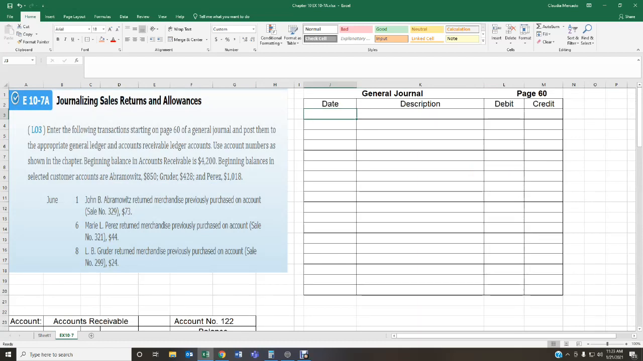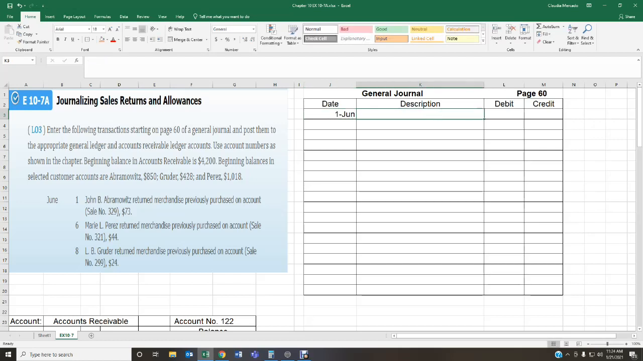The first thing we have is John Abramowitz. It's a weird name, but let's just call him John. John returned merchandise previously purchased on account for sale number 329, $73. So John is making a return for something that he purchased on account, which means he hasn't paid for it yet. He's returning it, and he's going to get credit for it. This is happening on June the 1st.